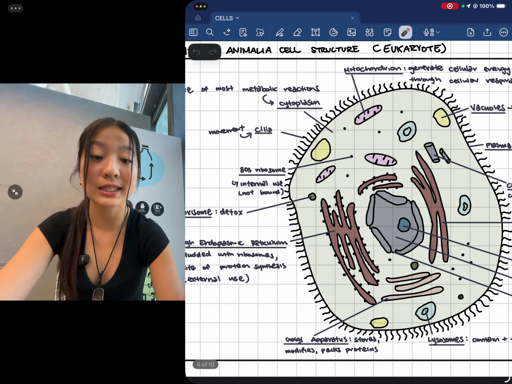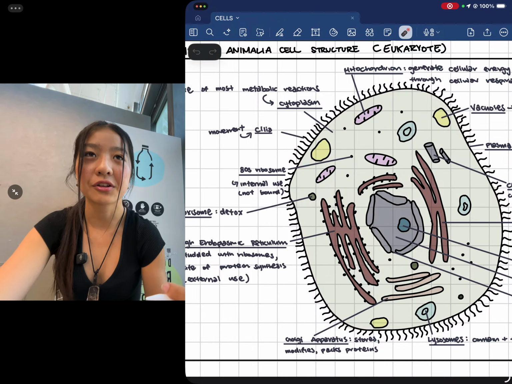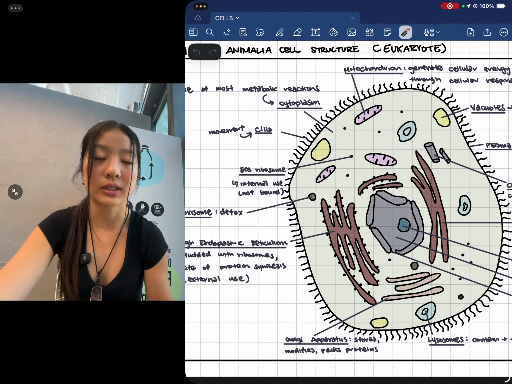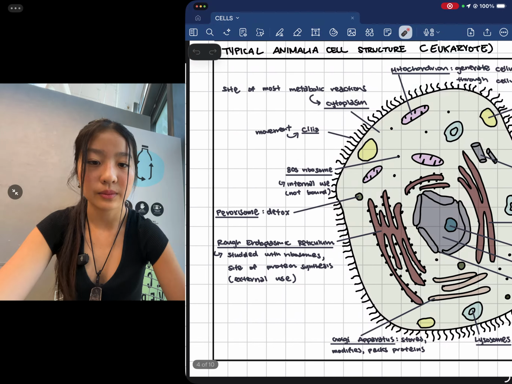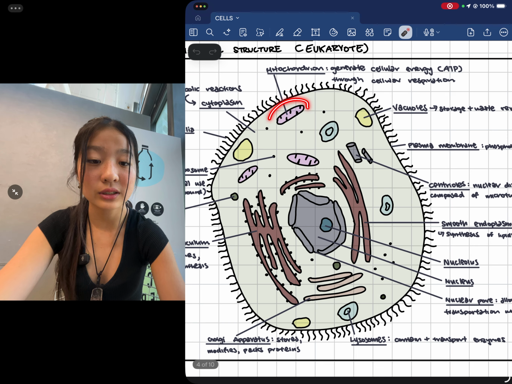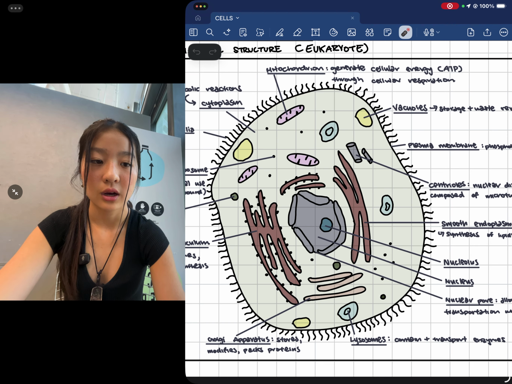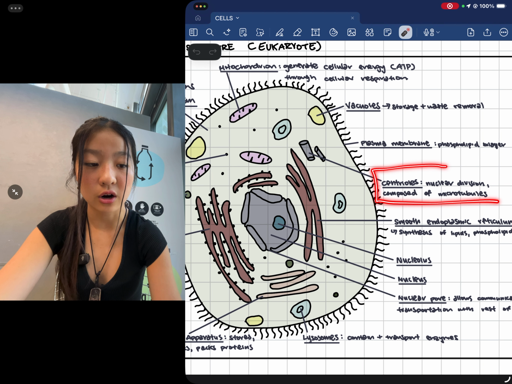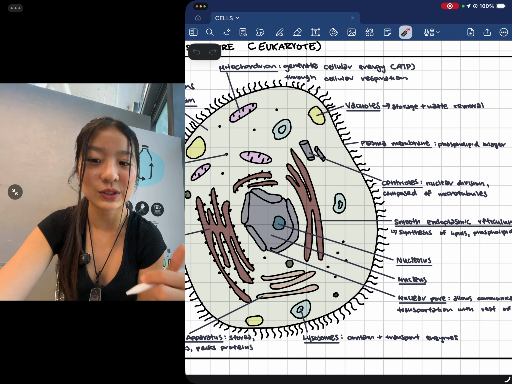And then we have cilia on the outside of cells to aid in movement. And they're not as powerful as the flagellum were, but they do help move the cell around a fair bit. And then mitochondrion, which generate cellular energy through cellular respiration, vacuoles for storage and waste removal, and then centrioles, which are really key to nuclear division and mitosis.